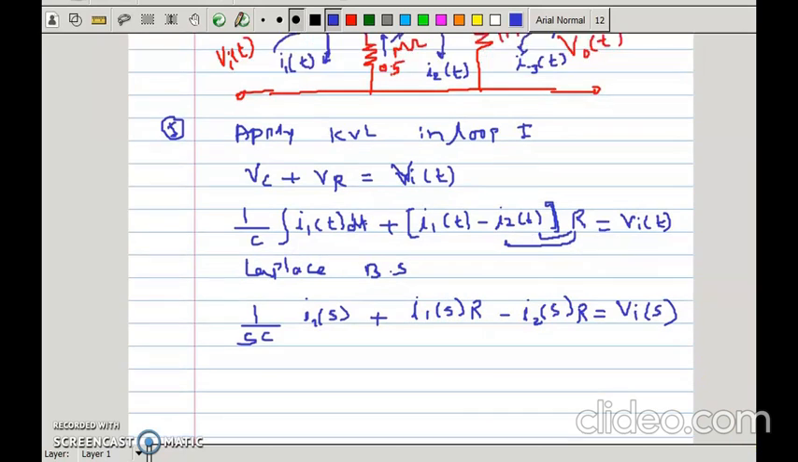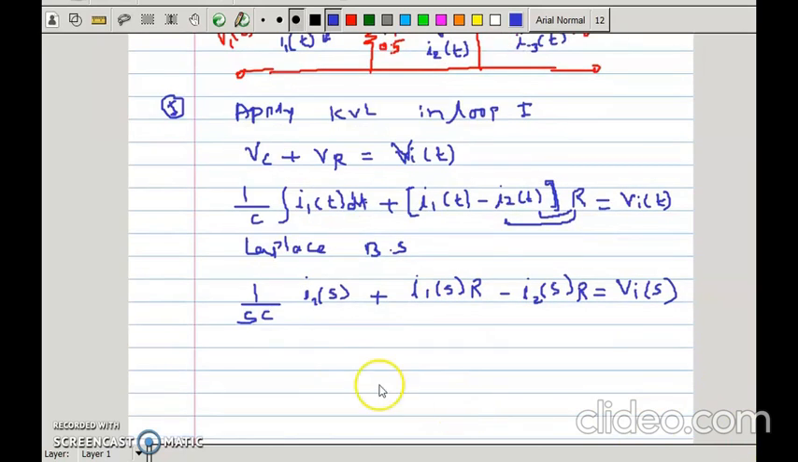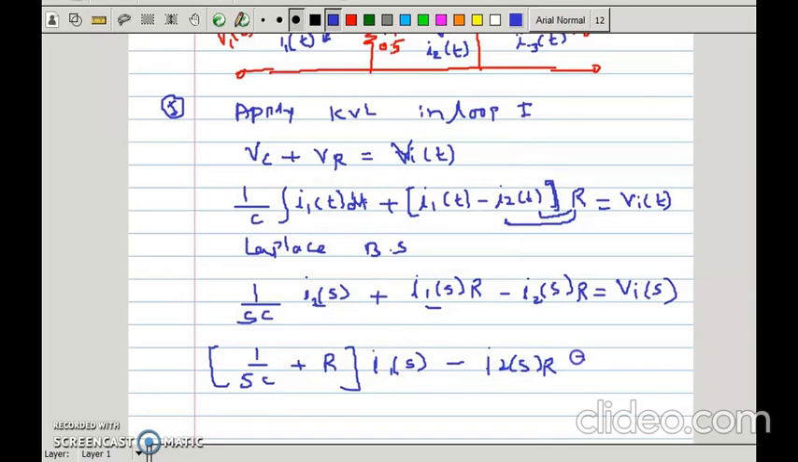Let's take the common factor out. See, I1 is here and I1 is here, so two I1 terms are there. So I'm putting 1 upon SC plus R, with I1 of S outside, minus I2 of S R as it is, equal to VI of S. Okay, so this is your equation number 1.